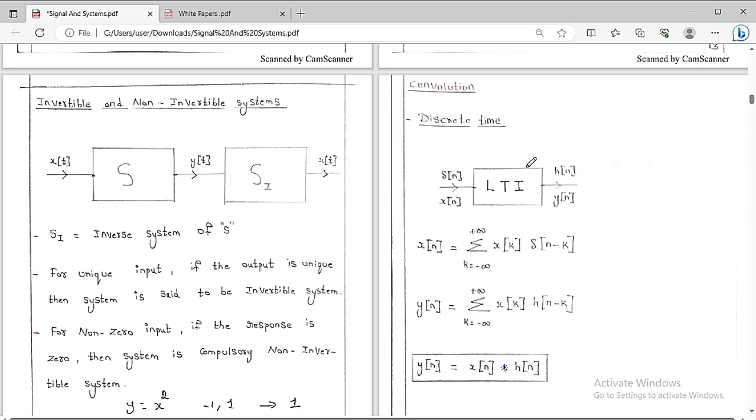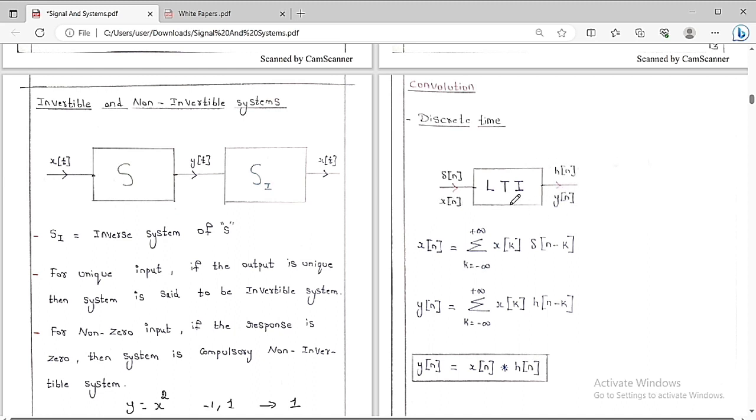You can call it anything. So delta of n is called the unit impulse signal and h of n is called the unit impulse response. For this LTI system, if you give the input as delta of n, the output we get is h of n. For the same system, if I give the input as x of n, then the output is y of n.